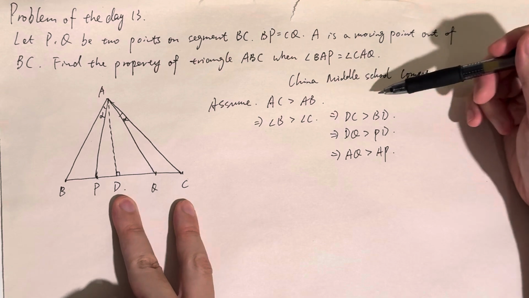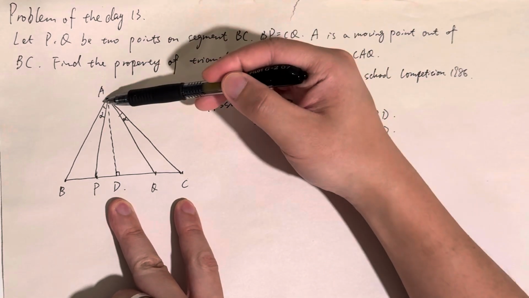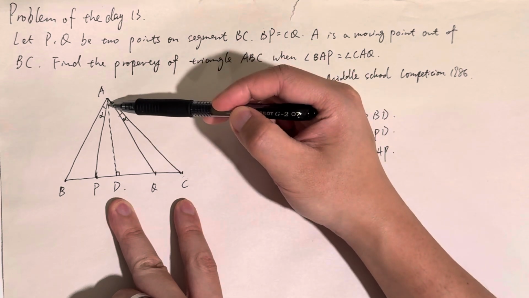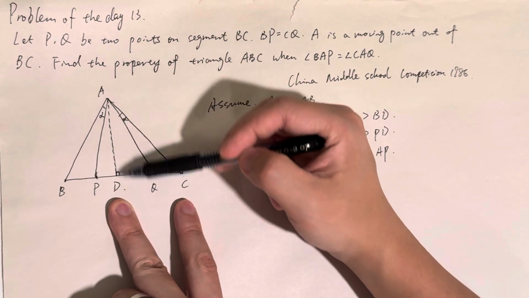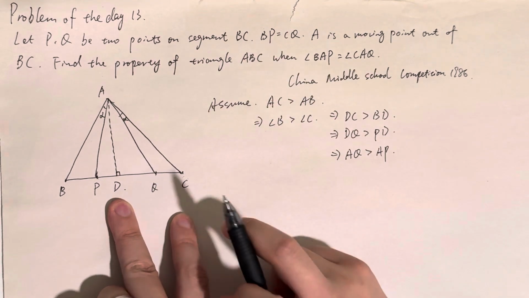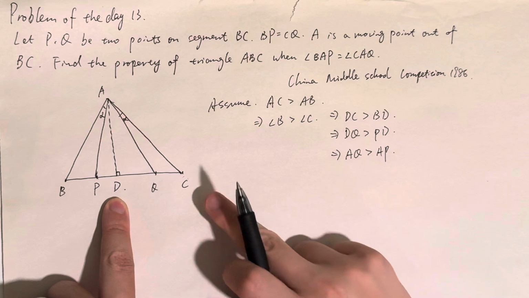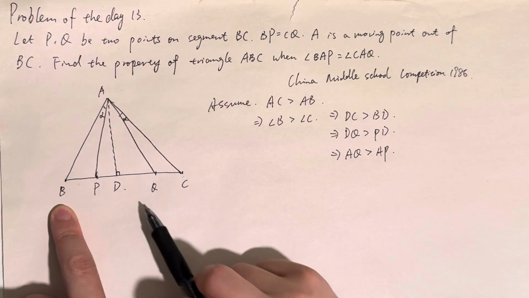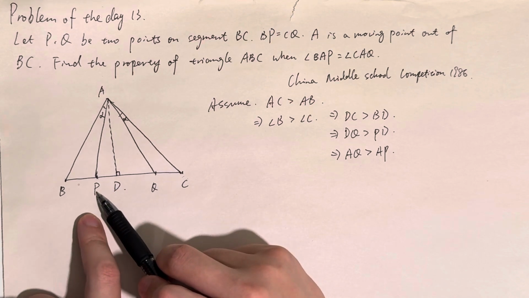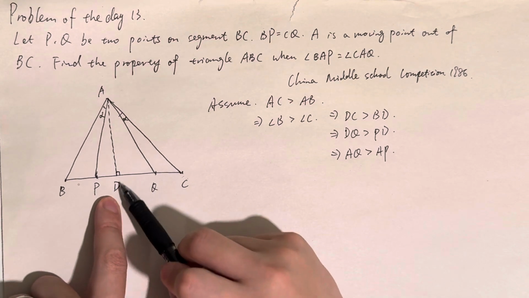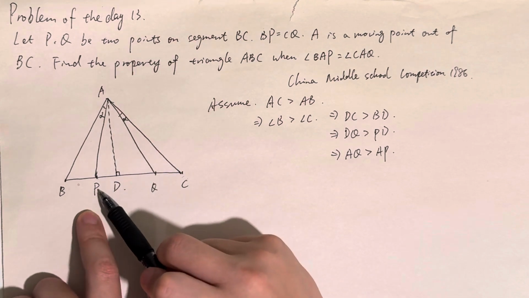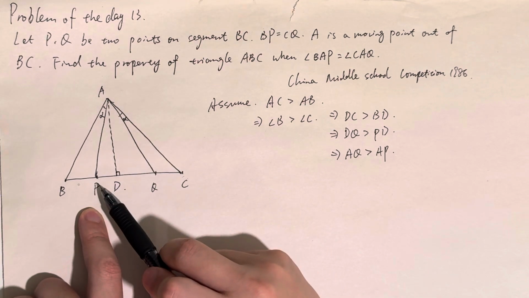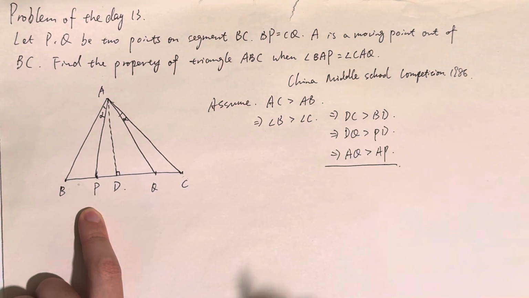So AC is larger than AB, and DC squared equals AC squared minus AD squared, BD squared equals AB squared minus AD squared. So we can conclude that DC is larger than BD. And because BP equals CQ, DQ must be larger than PD. And DQ squared plus AD squared equals AQ squared, PD squared plus AD squared equals AP squared. That means AQ must be larger than AP. Okay, let's stop here.